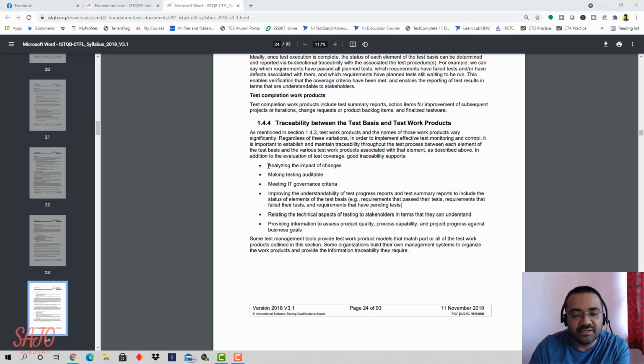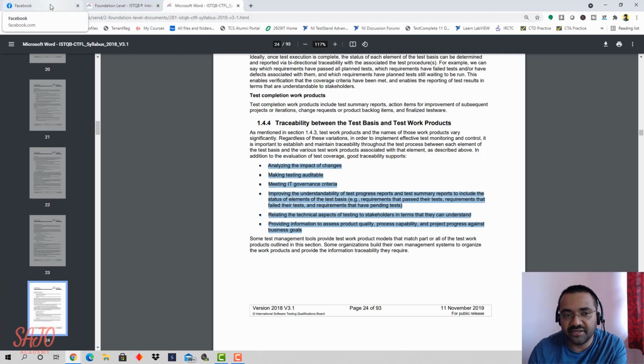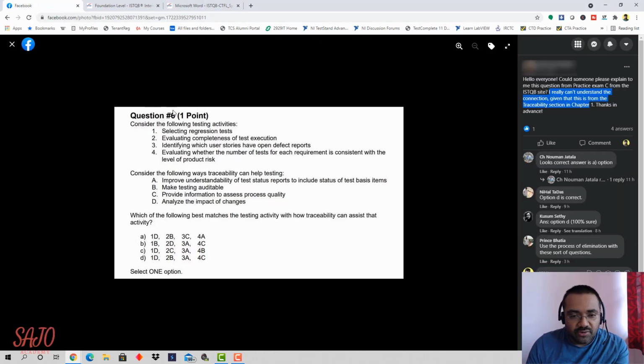These are the objectives of why you should have traceability. And this traceability is required from the test basis: from requirements to test conditions, from test conditions to test cases, from test cases to test procedures, and from test procedures to results. And then even the defects. If you create any defects, you should know which test cases have which defects. So now let's read this.